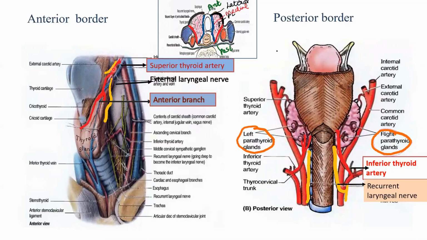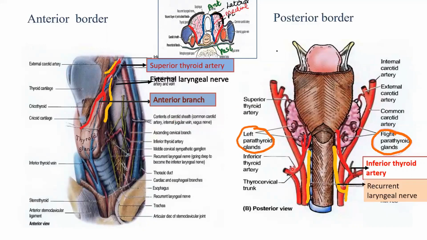So in the first diagram, we can see that the superior thyroid artery, as it reaches the apex of the gland, will divide into an anterior and posterior branch. The anterior branch will run along the anterior border of the gland, while the relations of the posterior border can be seen on the second diagram.